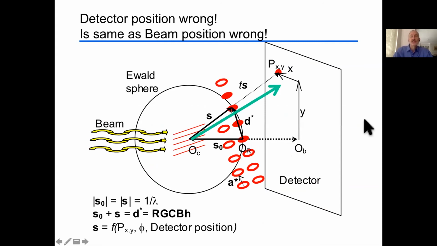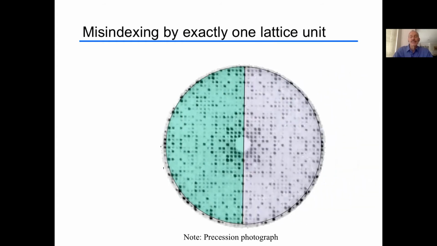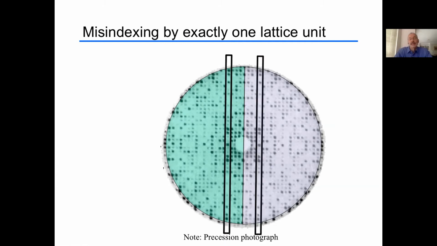If the beam position is wrong, then this scattered beam wave vector, you know, if the beam position was moved over here, you might calculate the S vector wrong, and nothing works. That's the point of that slide. What can be insidious is, here's a precession photograph pattern where the right side and the left side are the same. And you can see the symmetry. And if you look at this line of spots, you can see these two are dark, these two are dark, they match.